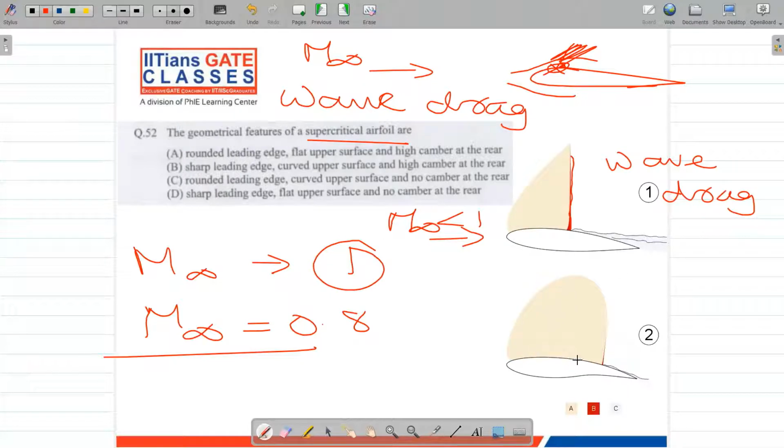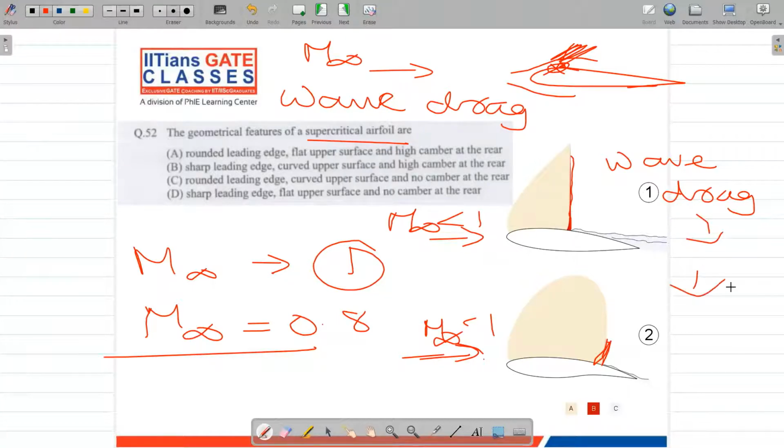Now, in a supercritical airfoil, when I use it for the same Mach number, it does not allow such rapid, huge acceleration on top of my airfoil. And you can see that even if there's some acceleration, the shock wave created by it will be very weak and does not contribute too much.